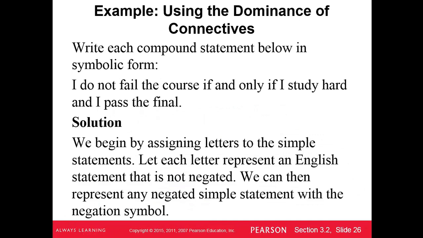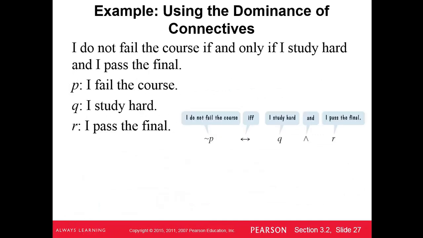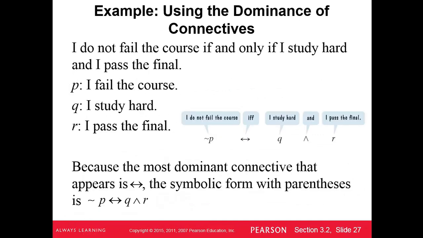Okay, and again, some examples for you to read through and think about. Here again, the dominant connective is the if and only if. So in your mind, you can think I have to do Q and R first, and then do my if and only if.